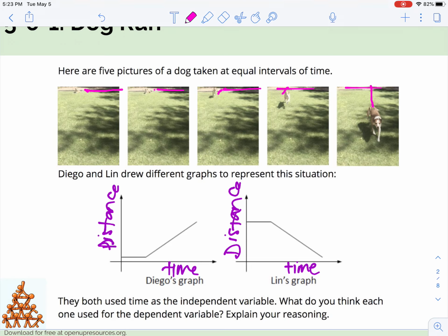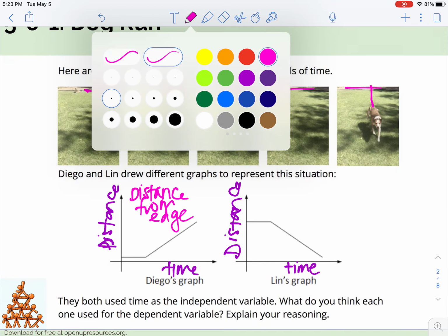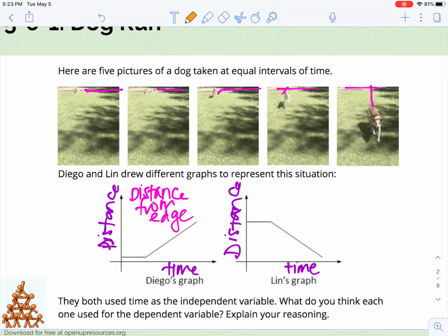So Diego's is distance from edge. Lynn's is the opposite, so that would mean that the dog is getting closer and closer to the object that they're trying to make us guess. So that means that she would be measuring from distance from the photographer or the camera.